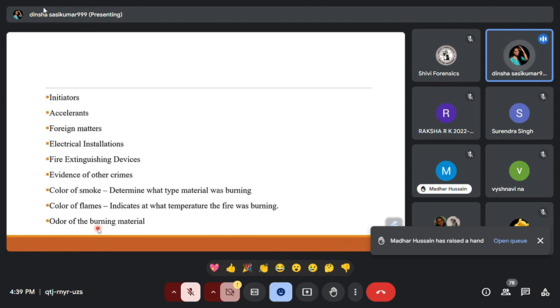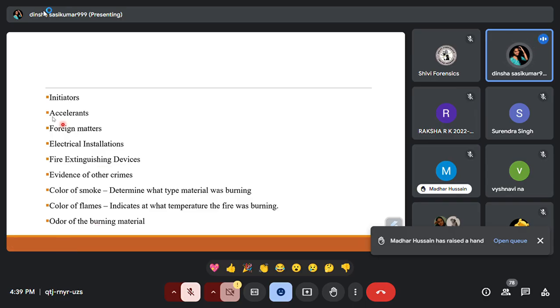Then the culprit may have used some initiators. So these initiators should also be checked thoroughly. The unconsumed parts of initiators form useful clues. So if there are some parts of the initiators found at the point of initiation of the fire, they may serve as clues for our investigation. We have to check them in detail. That is, the unconsumed part of the initiator should be examined in detail.